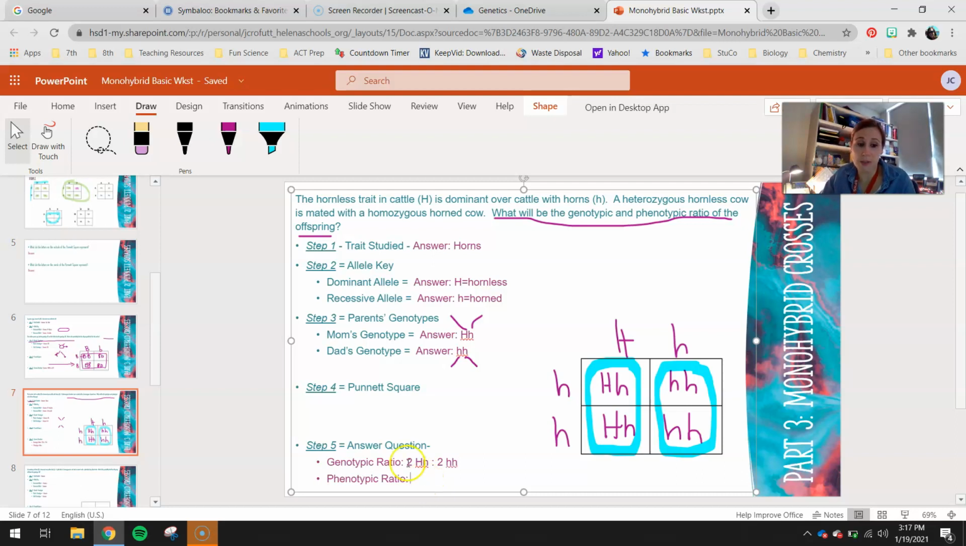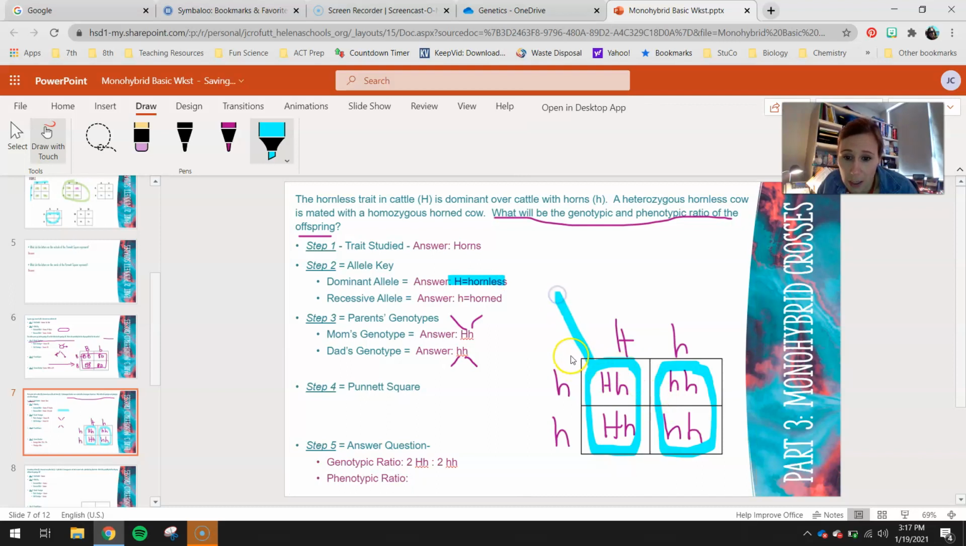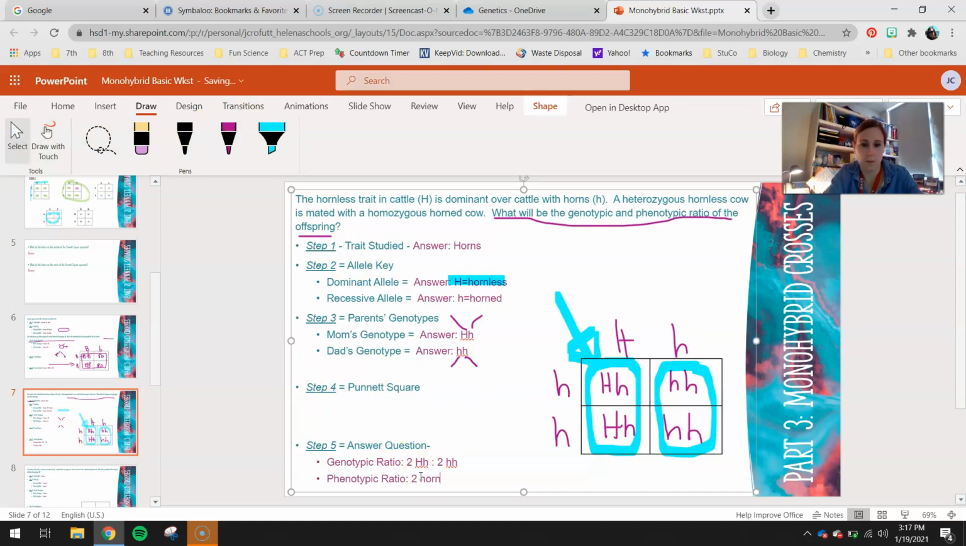Phenotypic ratio, same way, except you're looking for phenotypes. If we look at this, remember that our capital H is hornless. So these two right here are going to be hornless because they have that dominant trait. So we would write 2 hornless. And again, that little colon, 2. And then it looks like our little h are going to be horned. So little h is horned. So we would type that as well, 2 horned. So those are your ratios, and that's how you write a ratio.